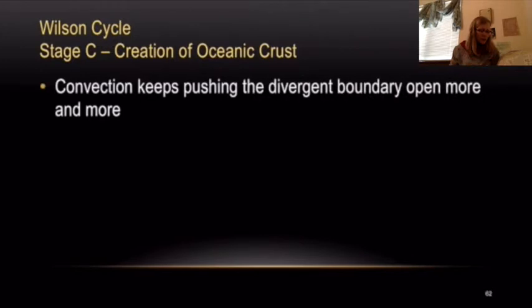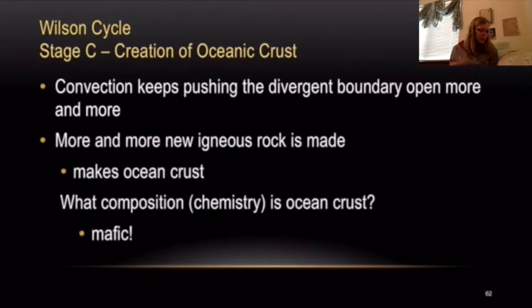So what's happening here? Convection is continuing to push apart the divergent boundary. Again, diverge means to move away. Opening it up more and more, so the continental pieces are moving further apart, and we're getting a larger space for ocean in between them. We're getting more and more new igneous rocks.